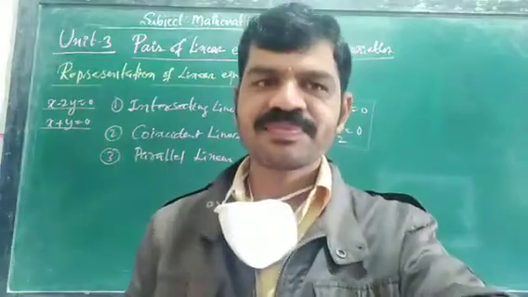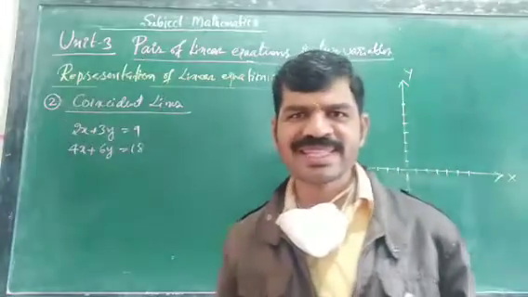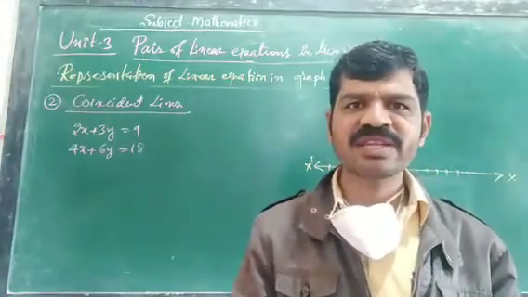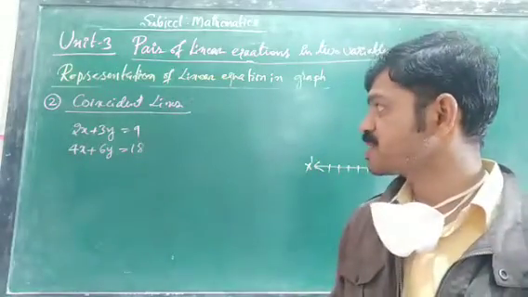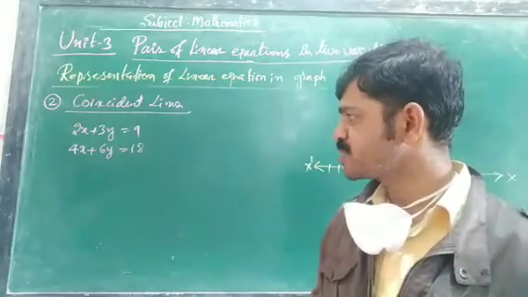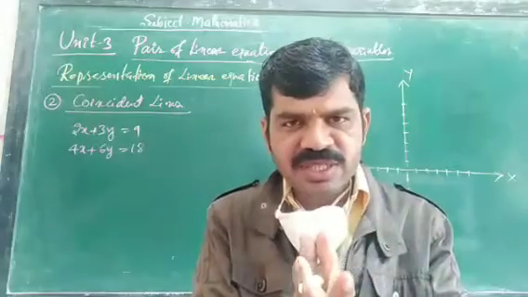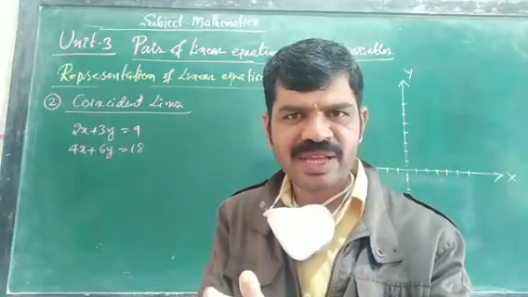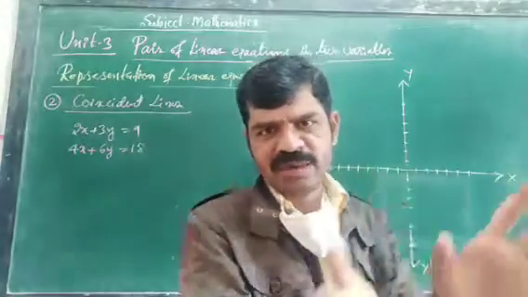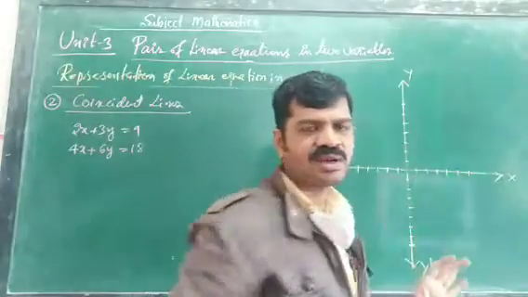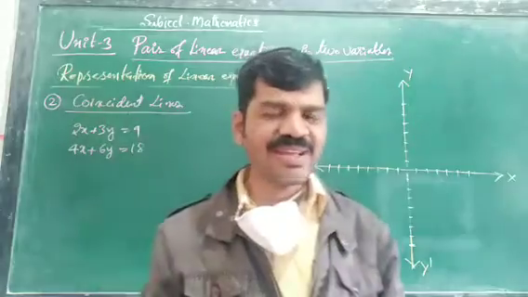Come on, dear students, we have an example of a coincident pair of linear equations. The example is this: 2x plus 3y is equal to 9 and 4x plus 6y is equal to 18. So here, by taking one equation, if we provide the x value, the y value will come. So let us represent the x and y values in the graph so that we obtain one line.